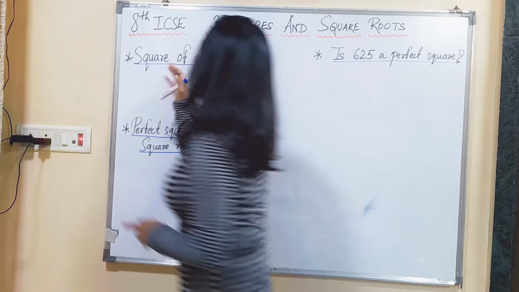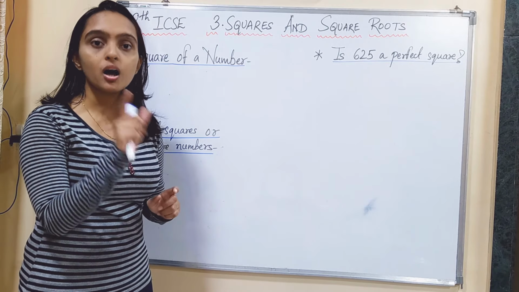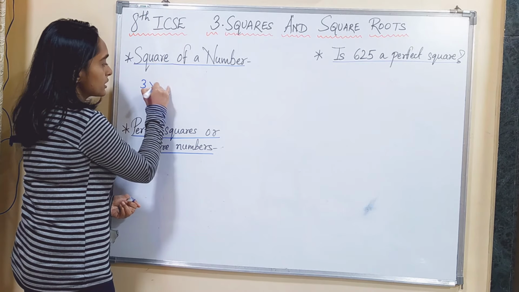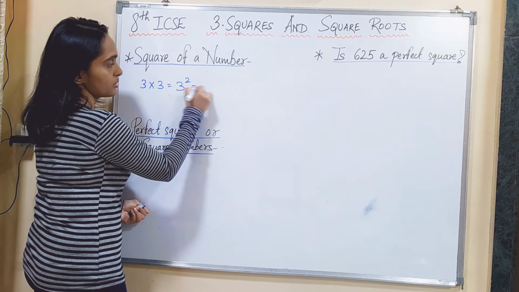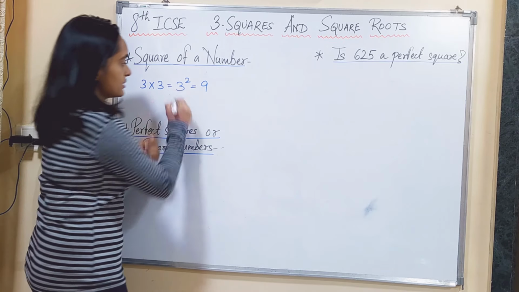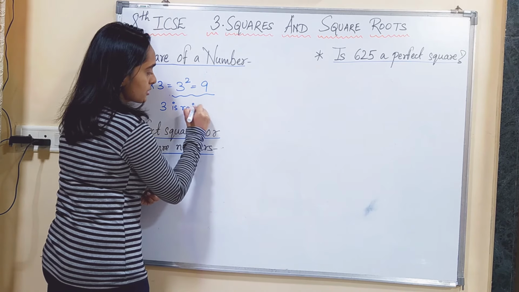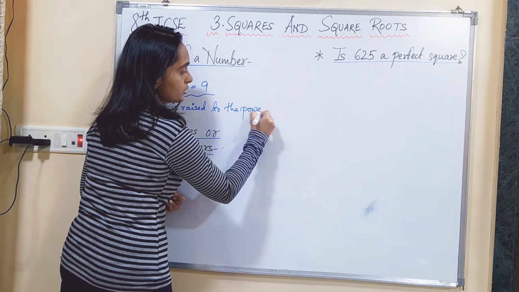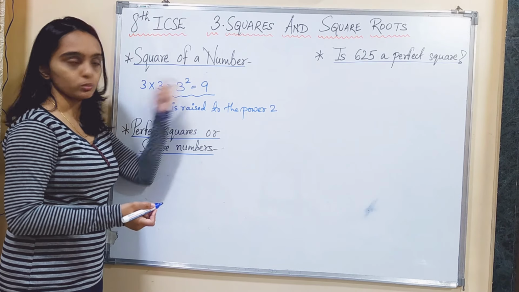The first one is square of a number. So what is square of a number? If a number is multiplied by itself one time, then it is said to be the square of a number. For example, if I have 3, then 3 is multiplied by itself. So 3 multiplied by 3 is 3 squared, which is 9. 3 times 3 is 9, you already know. This whole is read as 3 is raised to the power 2.